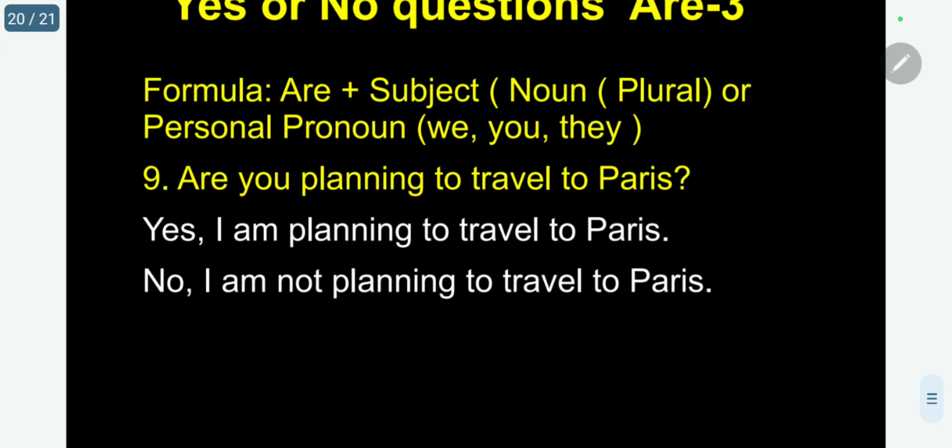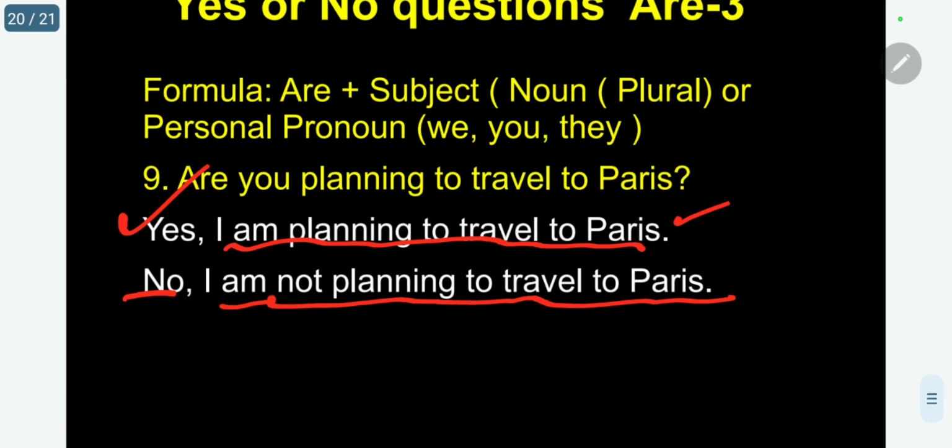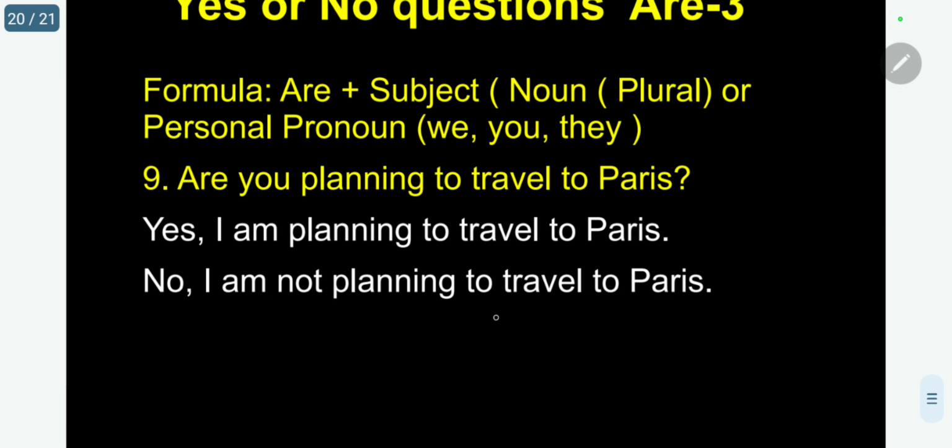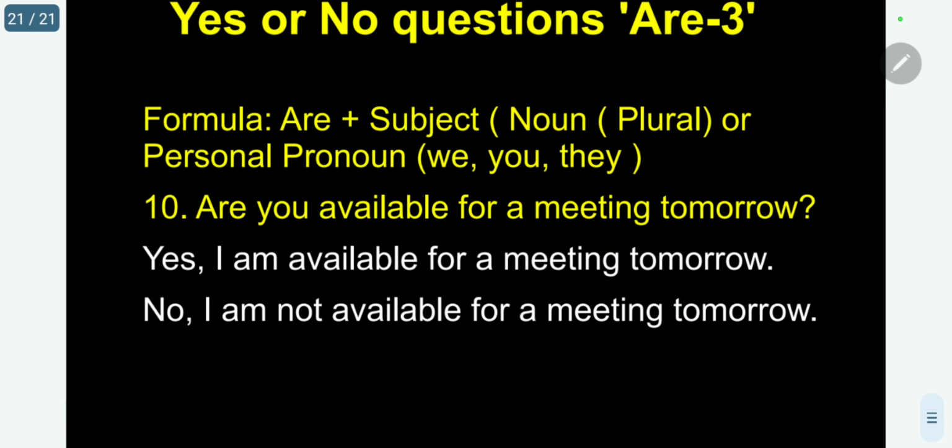Are you planning to travel to Paris? Paris is in France, the capital of France. Are you planning to travel to Paris? If yes, you want to say yes, I am planning to travel to Paris. Suppose you are not interested, no, I am not planning to travel to Paris. I hope it is very clear. Next question, last question.